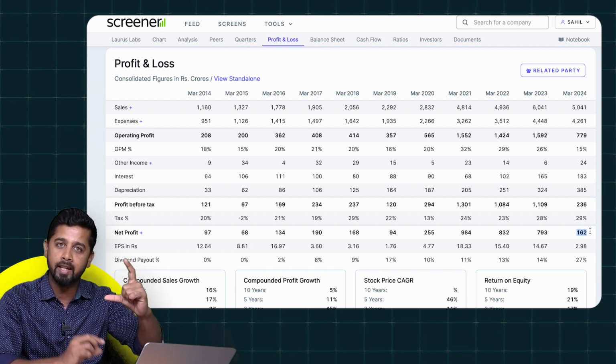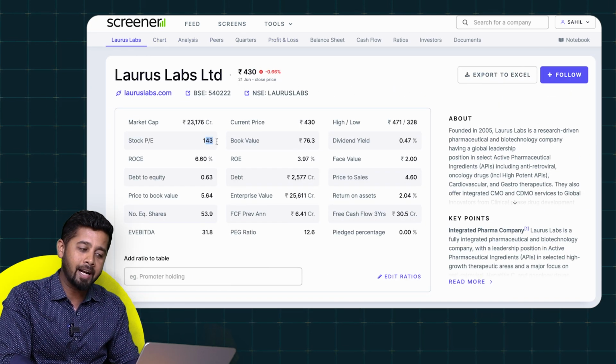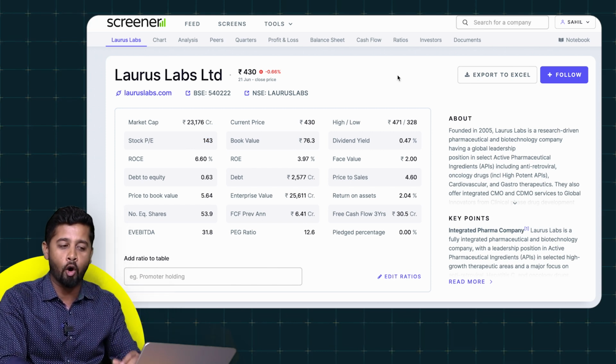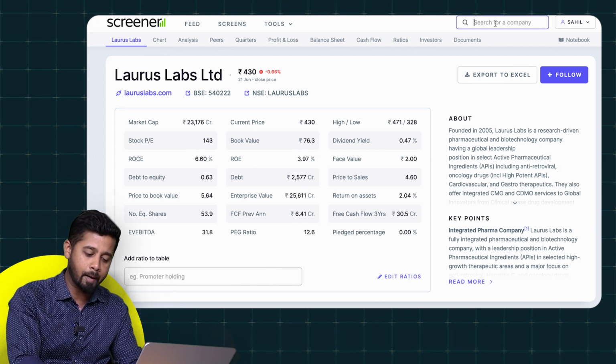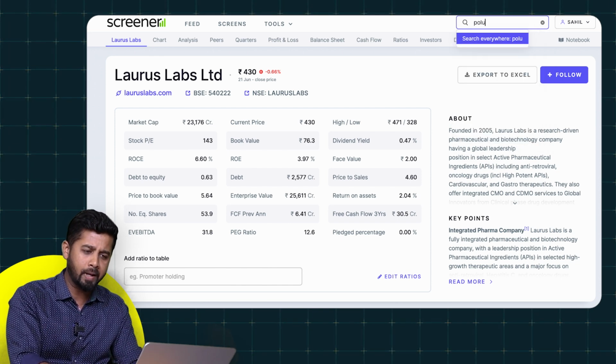And once the earnings would increase, PE ratio would fall. So you can't just look at PE ratio and decide whether it is cheap or not. A great example of operating deleverage. I've got another example of Polyplex. So what happened? Same story with Polyplex also.